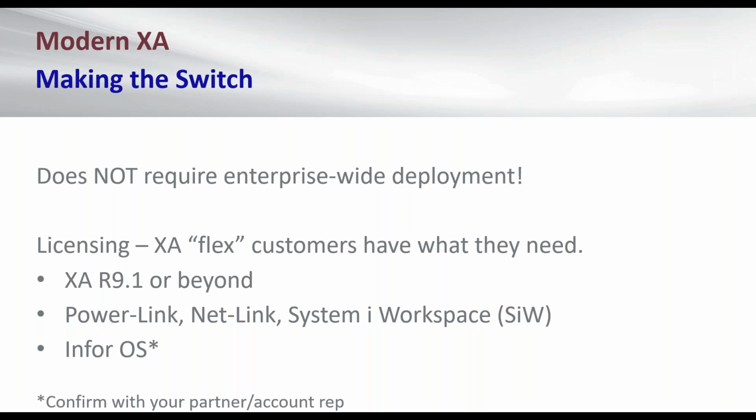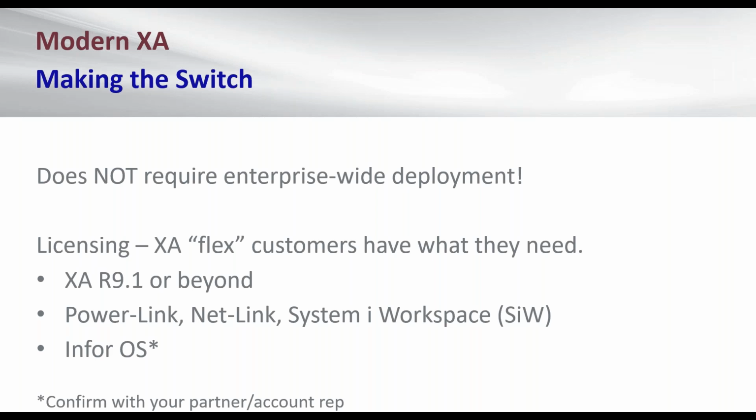I guess as we peel back the layers to modern XA, each layer is going to reveal its predecessor, right? So there are required building blocks, per se. To run Netlink, you need PowerLink installed. To run SystemI Workspace, you need Netlink installed. And to run XA within the portal, you need SystemI Workspace. Okay, so they all build up to each other.